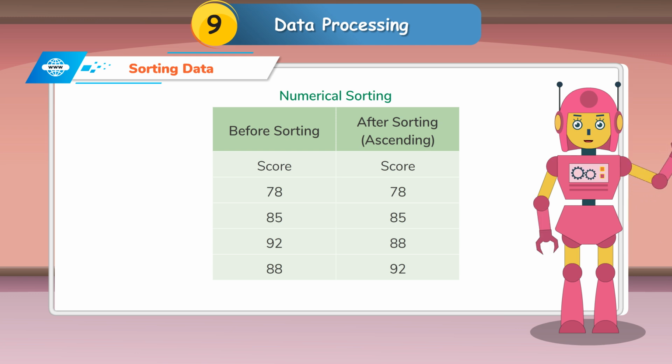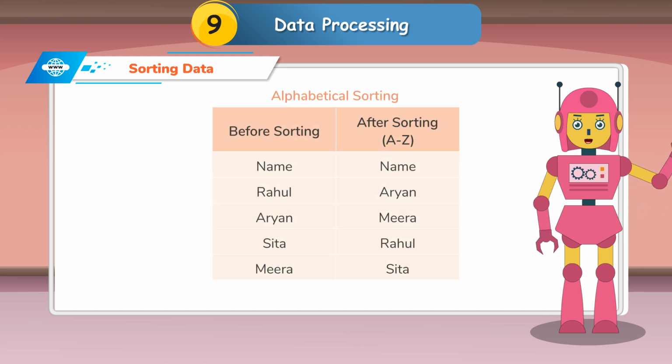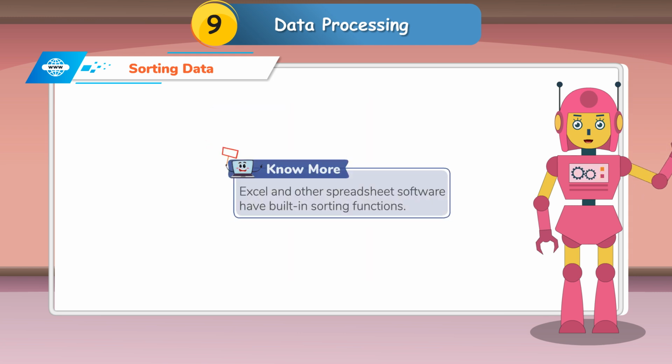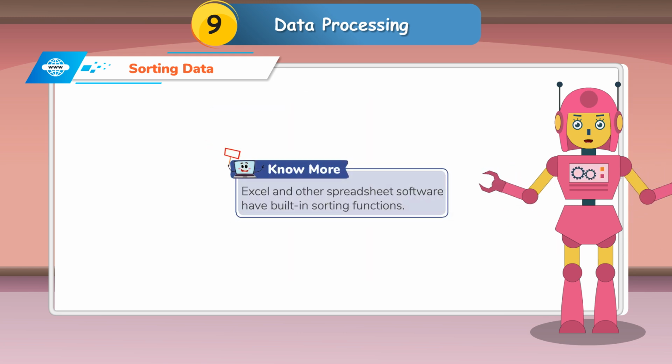Numerical sorting. Before sorting. After sorting. Ascending. Alphabetical sorting. Before sorting. After sorting. A to Z. Excel and other spreadsheet software have built-in sorting functions.